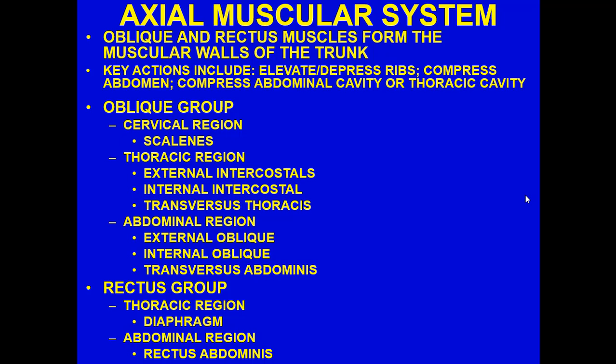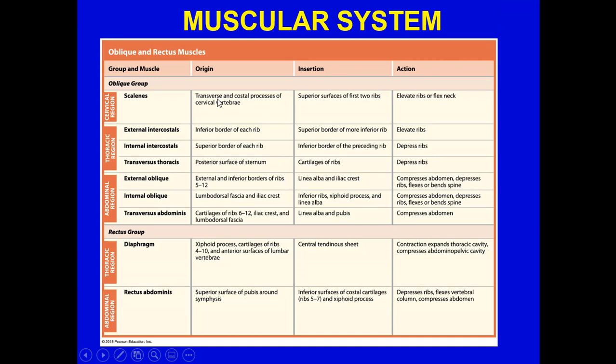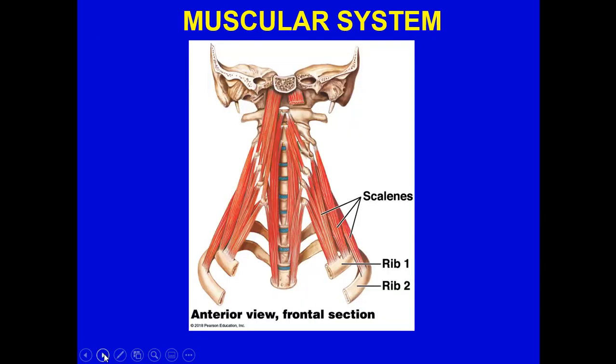And then we have the abdominal region, which is the external oblique, the internal oblique, transversus abdominis. These are all flat sheet-like muscles. Then we have the rectus group, which has the thoracic region, and that's just the diaphragm. And then the abdominal region, and that's the rectus abdominis. And you can see how these two groups are broken up. Again, you don't have to have origin and insertion memorized, but I would encourage you to know where these are located and what some of their functions are. Okay.